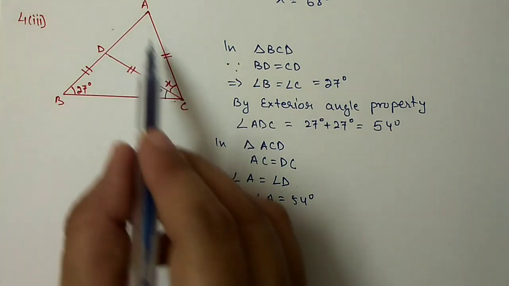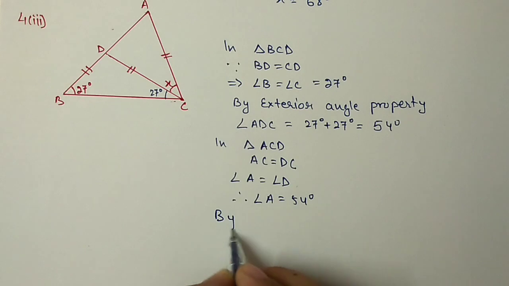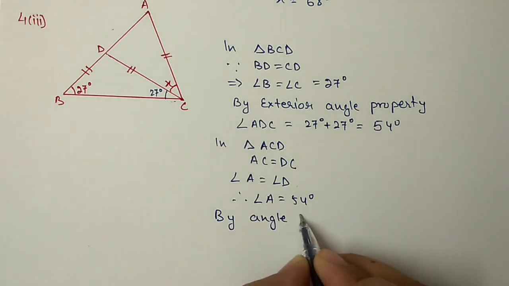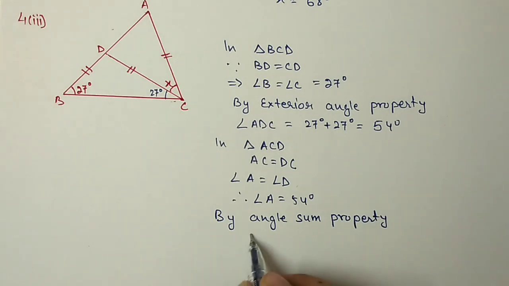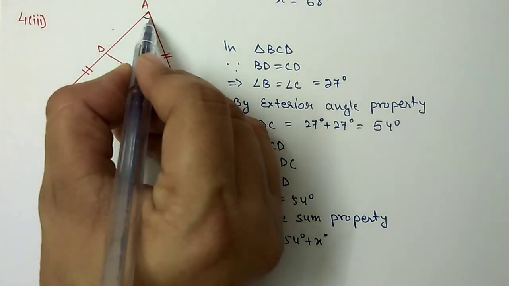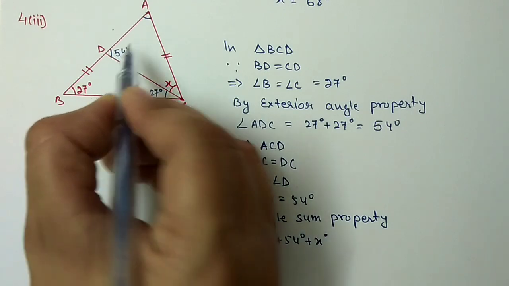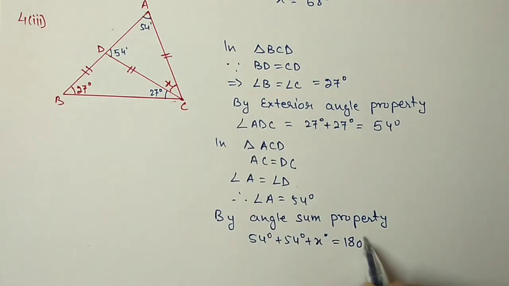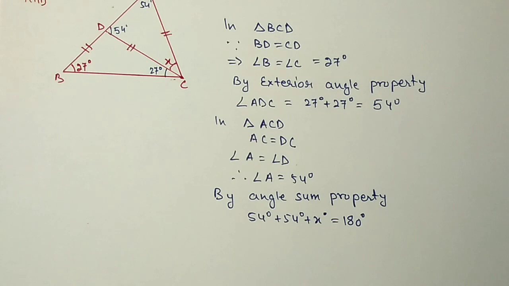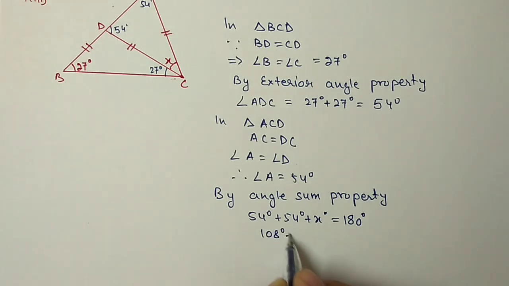Now we can use angle sum property in this triangle. By angle sum property, 54 plus 54 plus x. This is 54, this is 54 and this is x. The sum of all three angles will be equal to 180 degree. 54 plus 54 is equal to 108 plus x equal to 180 degree. So x value will be 180 minus 108 equal to 72 degree.